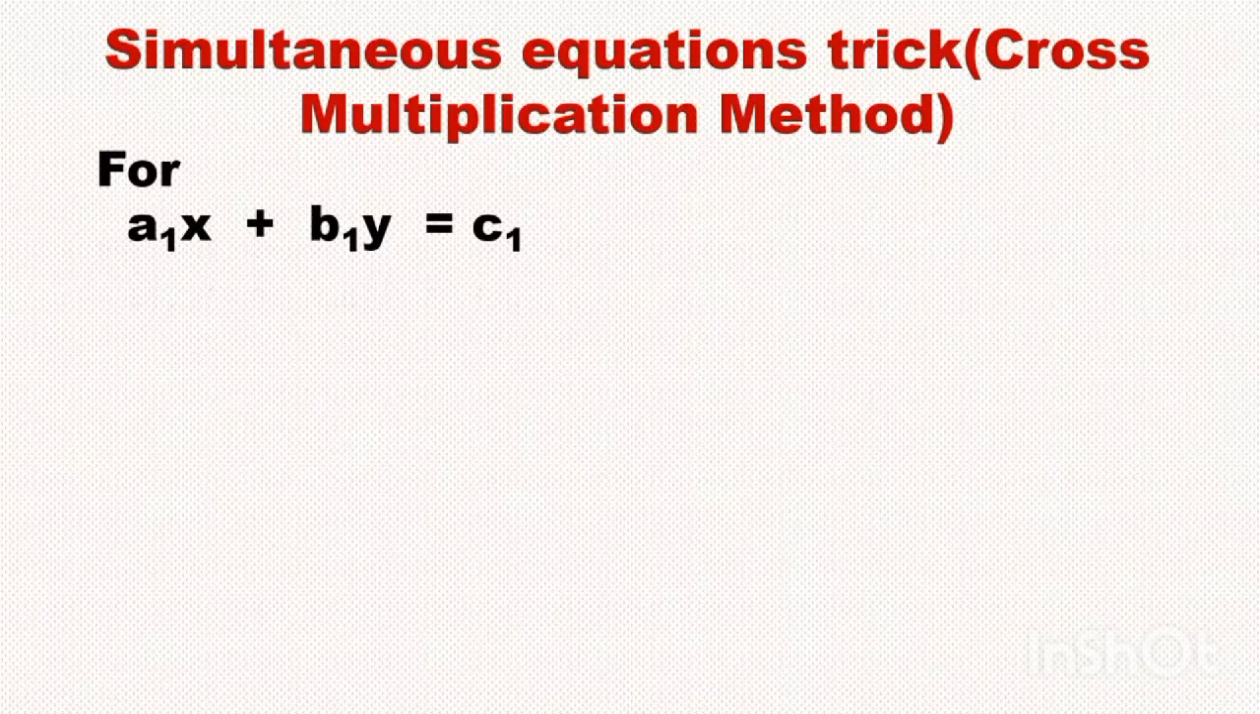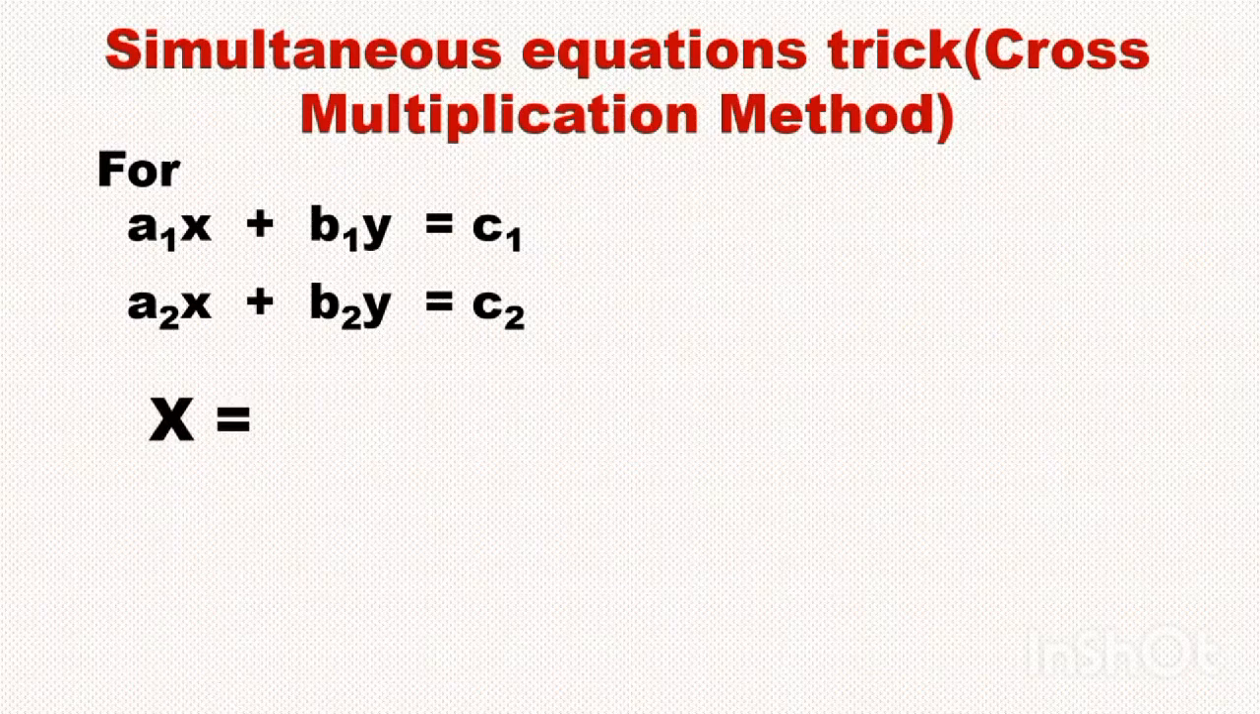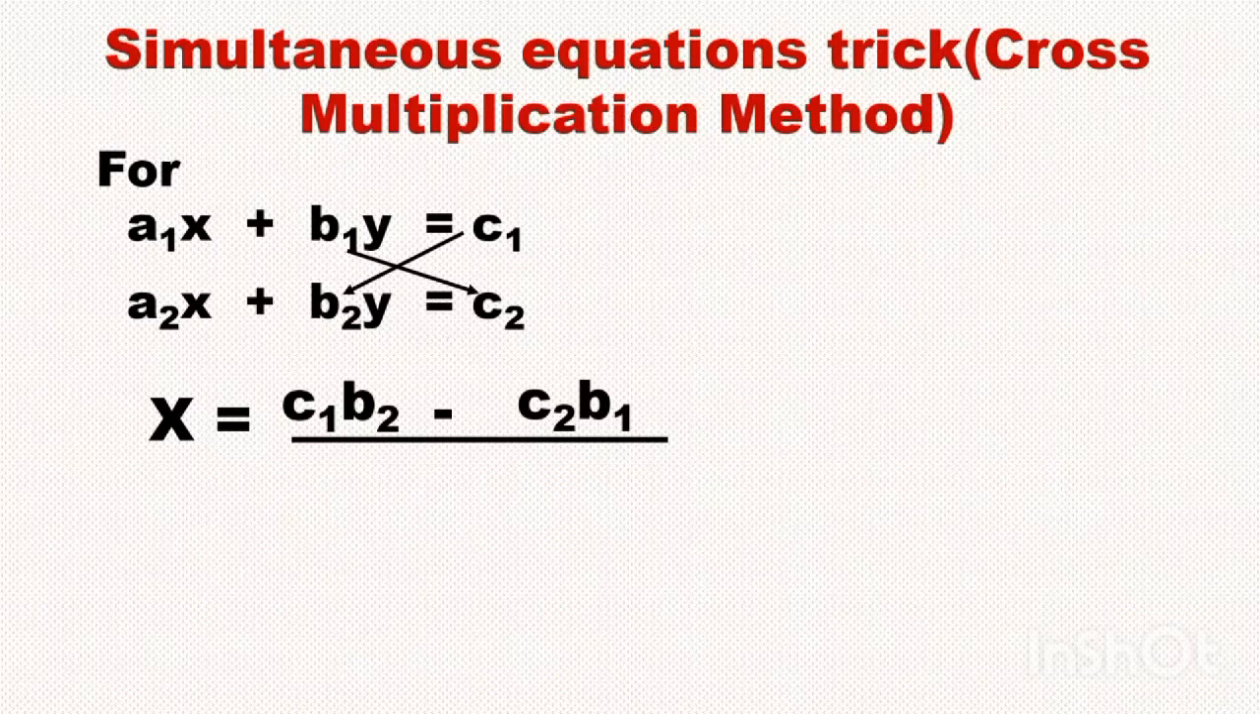Let's say we have the simultaneous equations a1x plus b1y equal to c1, a2x plus b2y equal to c2. How do we get x? We multiply c1 by b2, minus we multiply b1 by c2, over, now we multiply a1 by b2, minus we now multiply a2 by b1.